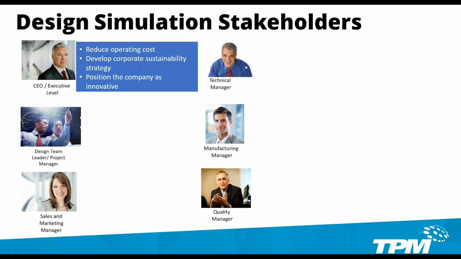Let's start at the top, management of the company, CEO, or executive level. Typically, the CEO has responsibilities as a communicator, decision maker, leader, and manager. The decision-making role involves high-level decisions about policy and strategy. As a leader, the CEO drives change within the organization. The executive team is driven by the desire to improve the value to the customer and better illustrate it, reduce operation costs to improve profitability, develop corporate sustainability strategies, and position the company as an innovative enterprise.